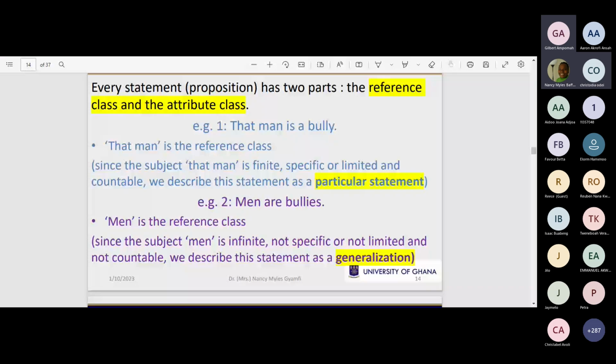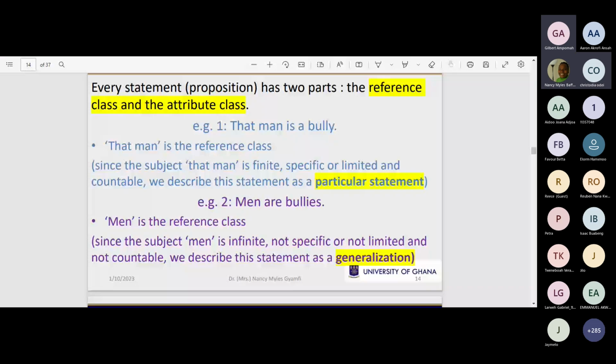A particular statement has a finite reference class. And I say finite just means you can finish counting the reference. It may be plenty, or one, or two, or 10. But you will finish counting there. It may be 300 million. If the way I spoke makes it possible for you to finish counting, it's how I'm speaking that we are dealing with. That man in that room is in trouble today.